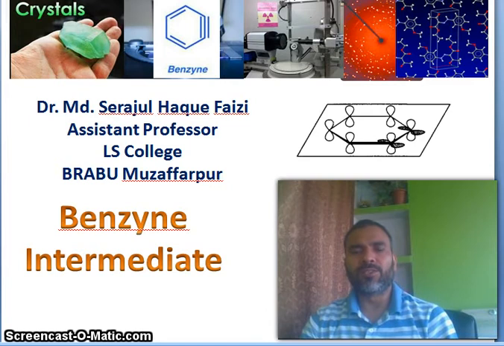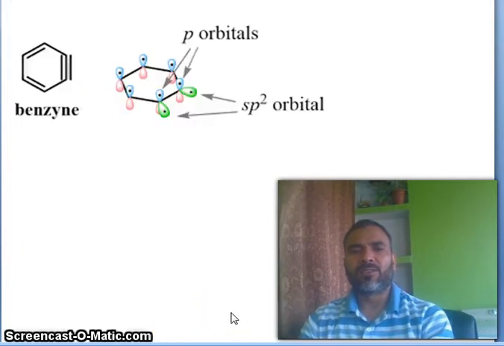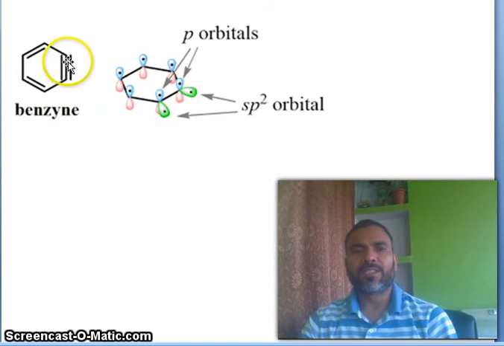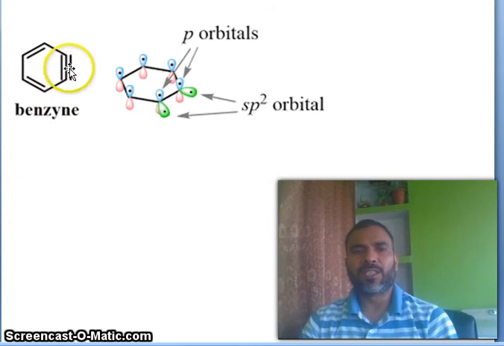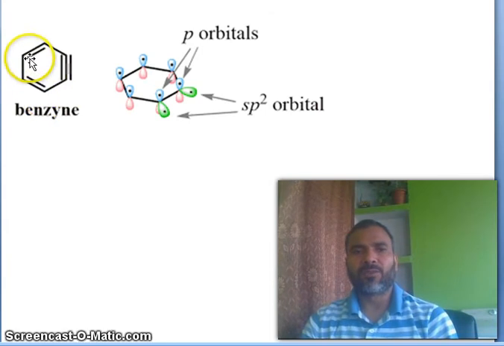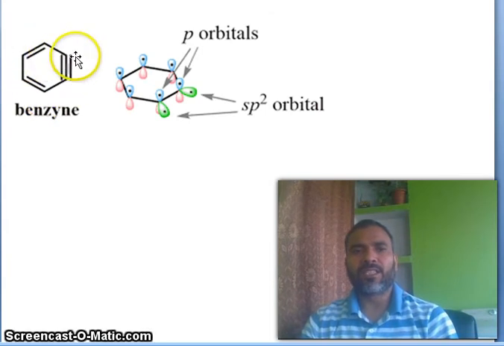Today in this video, I am going to explain about benzyne intermediate. So what is benzyne? A compound which contains this triple bond in benzene, we say this is the benzyne structure. You see, in benzene, this extra bond is not there.